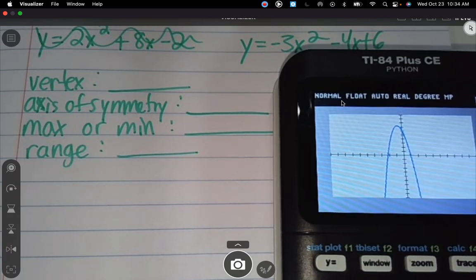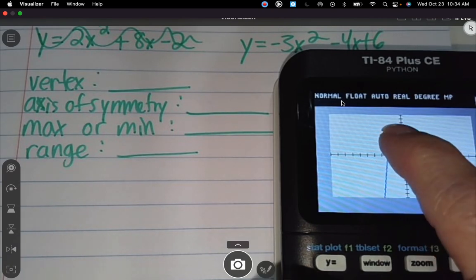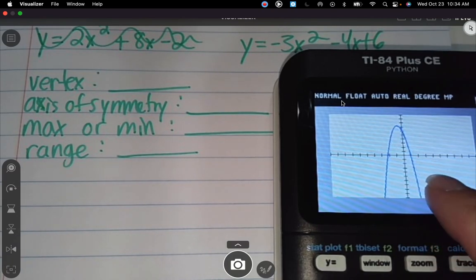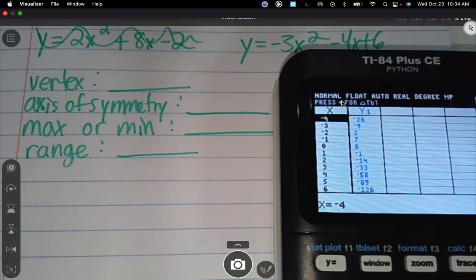And I think it looks like negative 1. Like, look, I can count. So on some of these, it looks like I'm left 1 and up maybe 7. Mine is very zoomed out. Press zoom 6. Much better, thank you. So I'm going to look at my table first and see if I can figure out my vertex there. Where does it repeat?